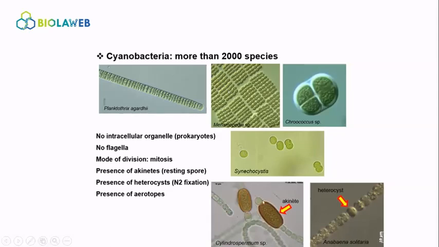Some are producing akinetes. Akinetes are in fact resting spores. Others are making these heterocysts, to have nitrogen fixation. And some have aerotopes, like these small gas vesicles here.